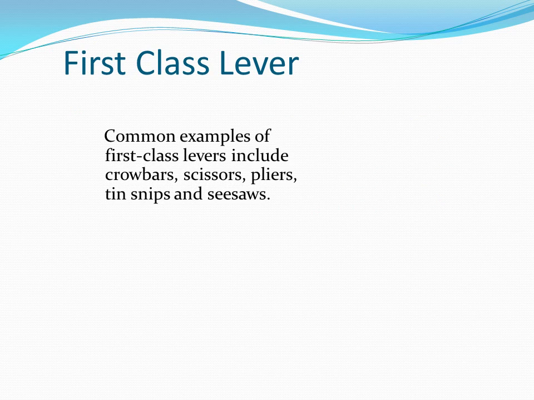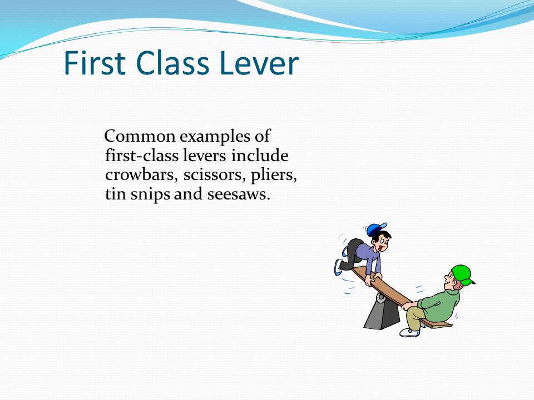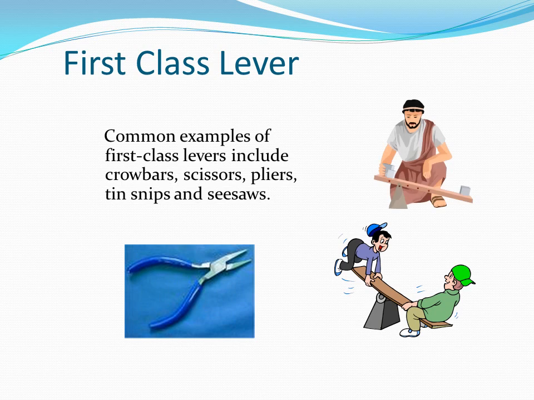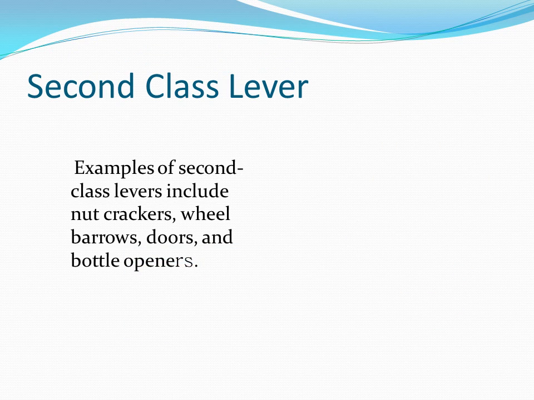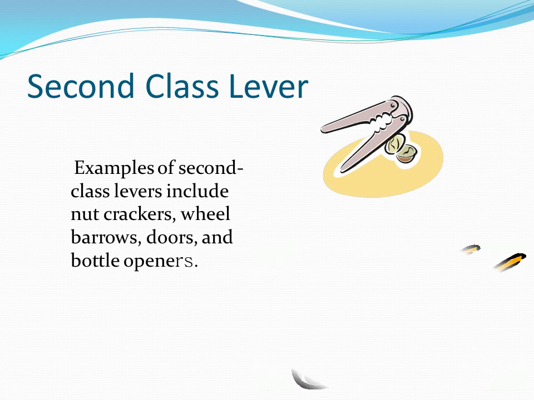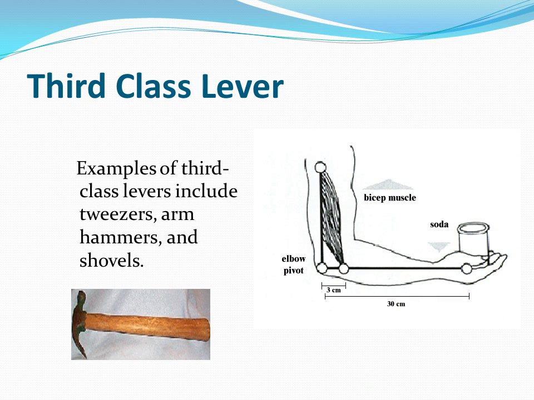First-class lever. Common examples of first-class levers include crowbars, scissors, pliers, tin snips, and seesaws. Second-class lever. Examples of second-class levers include nutcrackers, wheelbarrows, doors, and bottle openers. Third-class lever. Examples of third-class levers include tweezers, hammers, and shovels.